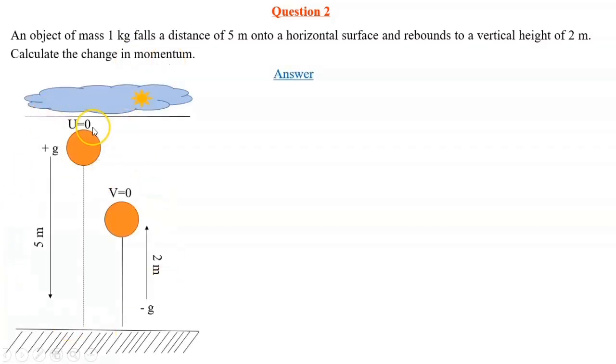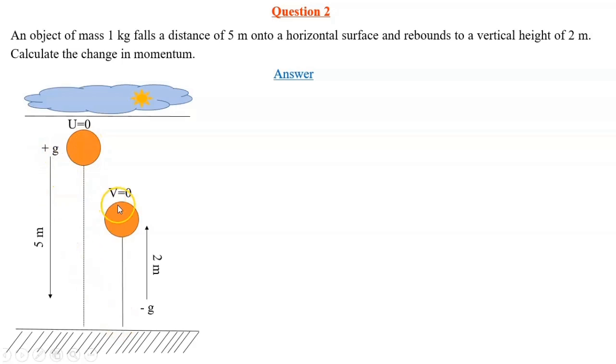This is an illustration of the question above. Say the object is at a height of 5 meters above ground level. At this particular height, the initial velocity is equal to 0. As the object is released from this height and comes down, the acceleration due to gravity is positive, because the object is falling under the influence of gravity.